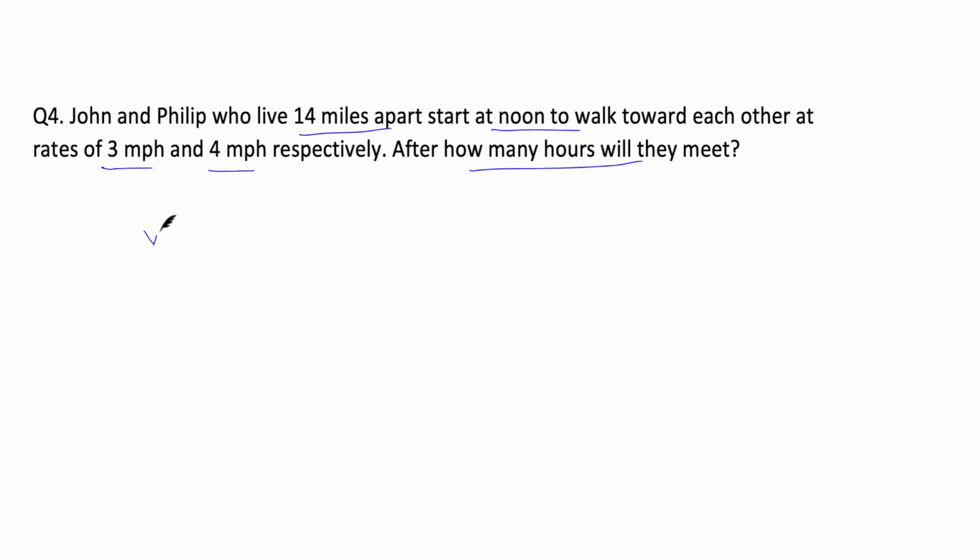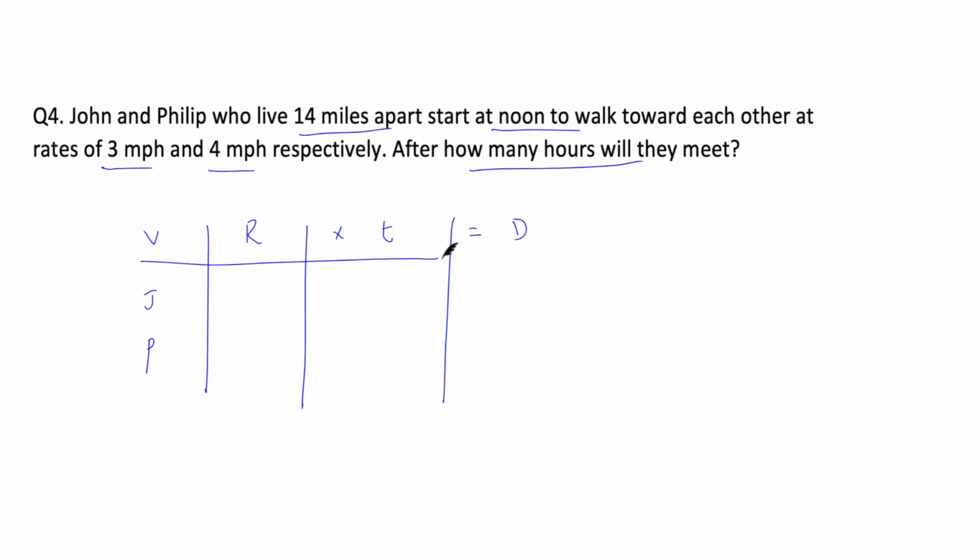We draw our table. We have our variables, which are John and Philip. Then we have the rates into time equals distance. So see, this remains the same. Nothing changes. Let's just fill the table and that's it.